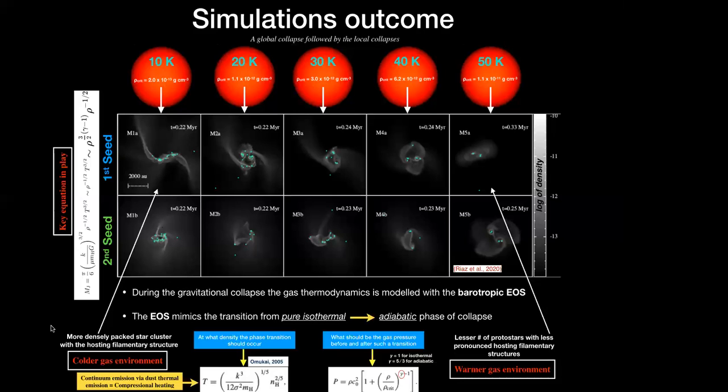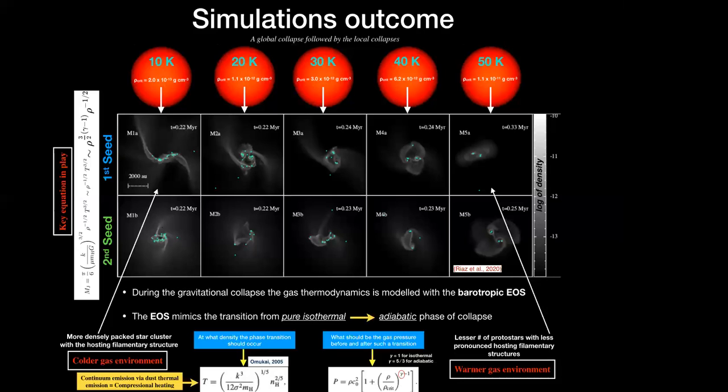And also, if you are interested in how we follow the thermodynamics in our simulations, we follow the equation of state called the barotropic equation of state. It's a makeshift arrangement. We do not solve the energy equation. We follow the barotropic equation of state, which depends on the sound speed, the critical density value that I already mentioned, the value at which the phase transition from isothermal to adiabatic occurs, and the adiabatic index gamma. So the pressure is controlled with this barotropic equation of state.